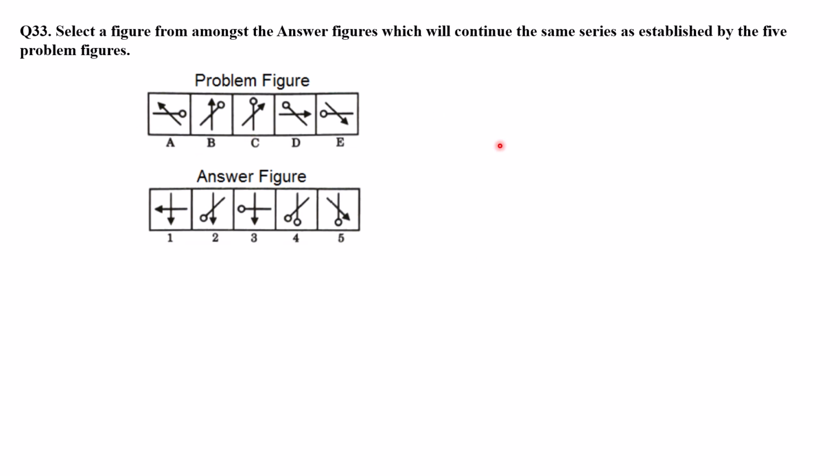Now let's see the series here. If you see this arrow mark, it is going towards the anti-clockwise direction, isn't it? Anti-clockwise it is moving. So from here the arrow should come in the downward direction. Okay, if you take a clockwise direction, only 1, 2, 3 are having the arrow mark in the downward direction. So fourth and fifth are not the correct options.